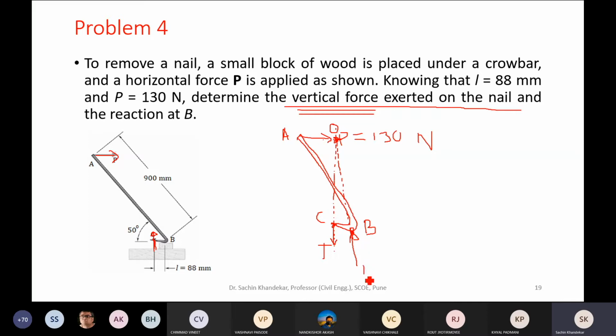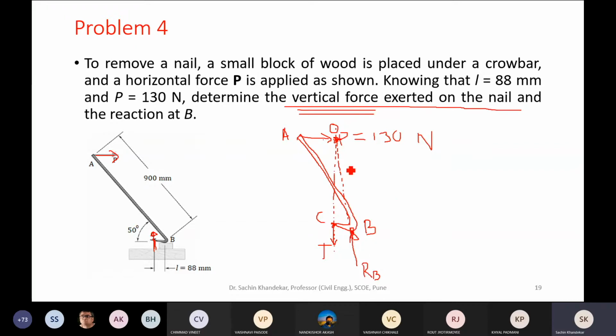So what should be the line of action of the resultant reaction which is to be developed at point B? No doubt it must pass through BO. I mean the line of action of RB must be along BO. RB must pass through the point where P and tension T are meeting. I hope you have understood this point, right?